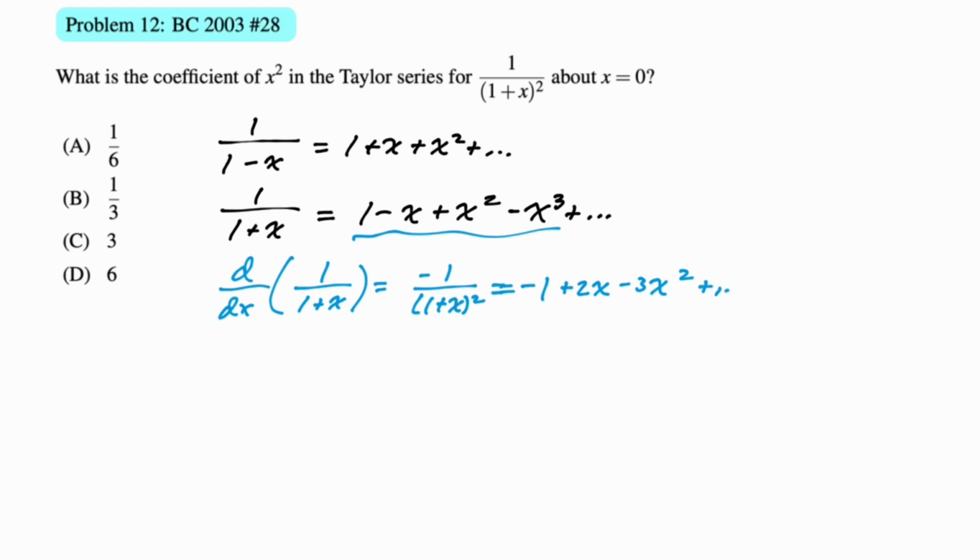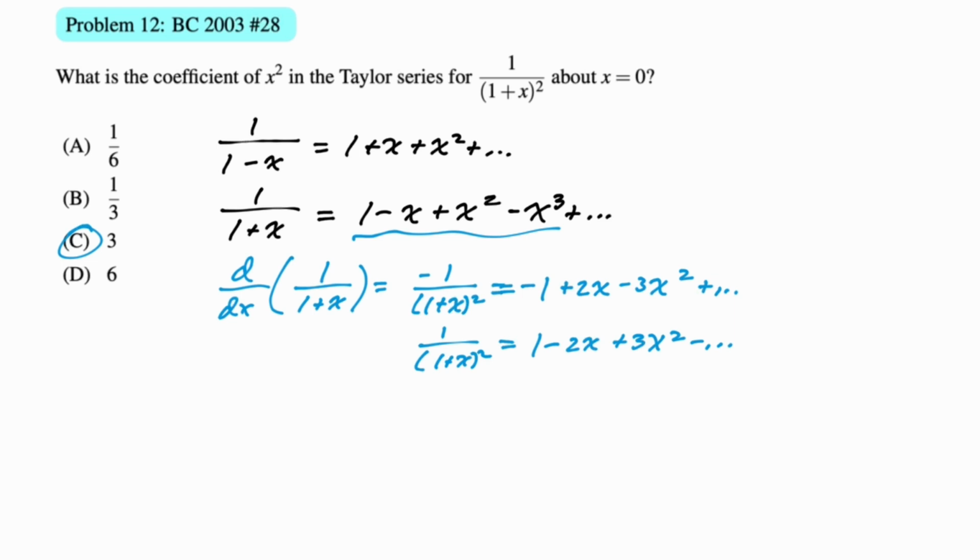Now, I don't want the negative of 1 over 1 plus x squared. I want 1 over 1 plus x squared. So I'm going to multiply through by a negative, which gives me this. And then I'm looking for the coefficient of x squared, so it's definitely 3. So that's one way of doing it.